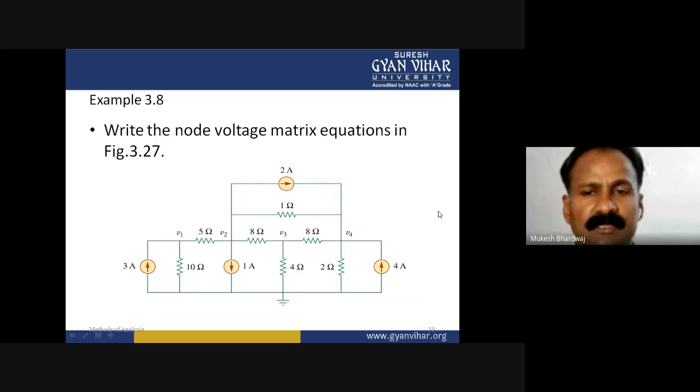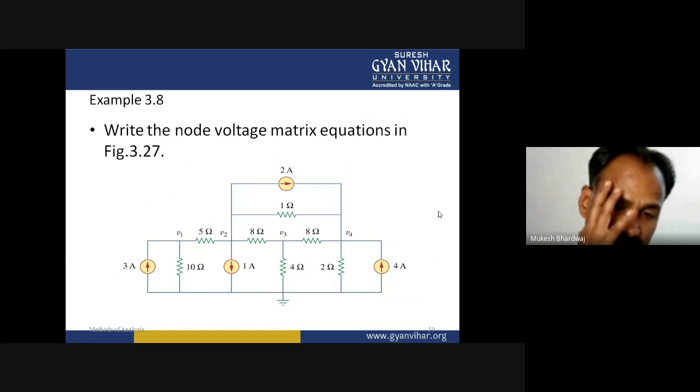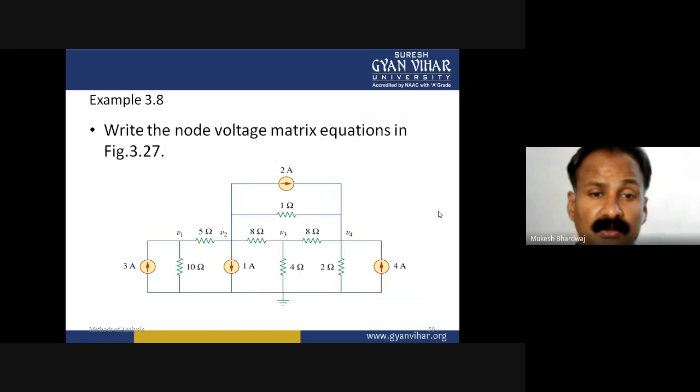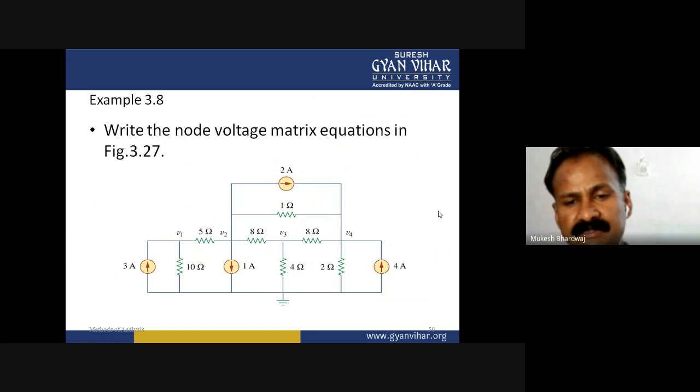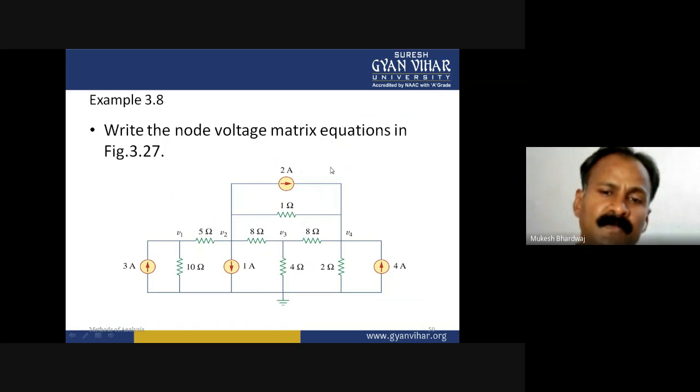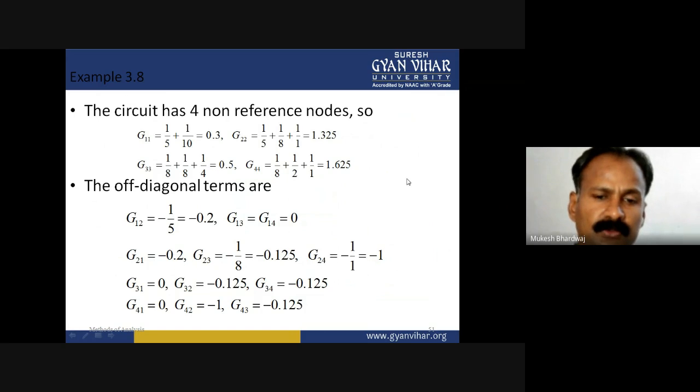Write down the node voltage matrix equation for the given example. So the example is given to you. We need to write the node voltage matrix. We frame the equations and then we write them in the form of matrix equations and get the solution. So the circuit has four non-reference nodes, so we are just going to get the conductance.